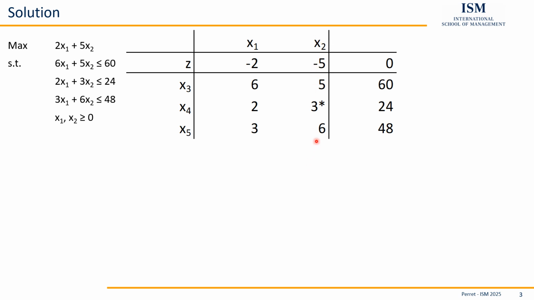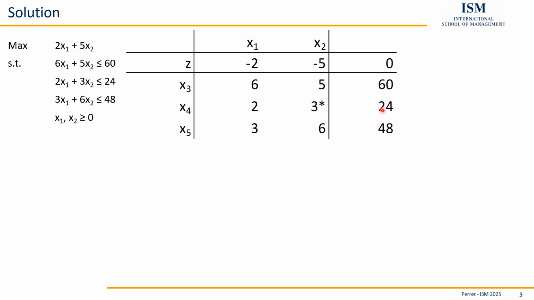Pivot column. Now I have to take a look for the pivot row, which of these elements are positive. Well, all three are positive, so all three qualify. So in the next step, what I have to do is take the right-hand value and divide them by these elements. So I'm going to divide 60 by 5, 24 by 3, and 48 by 6. If I'm going to do this, the result will be here 12, 8, and 8.